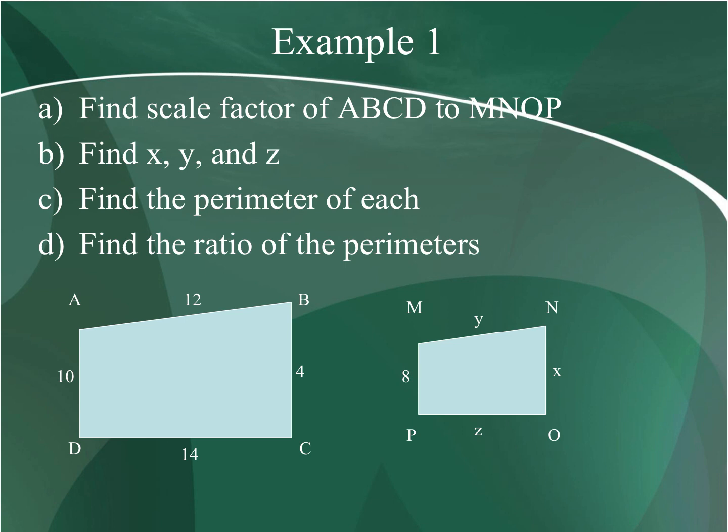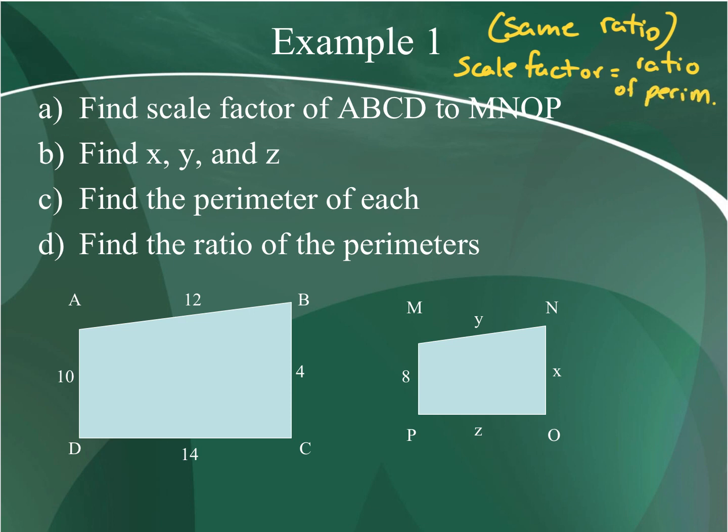So for example 1, they want us to find the scale factor of ABCD to MNOP. They want us to find X, Y, and Z and then find the perimeter of each figure. I guess they ran out of words. And then find the ratio of the perimeters. Now, before we start, that seems like a lot of information, so let's break it down. Let's start with this: it's going to be the same ratio for the perimeter as it is going to be the scale factor. So, scale factor equals ratio of perimeter.